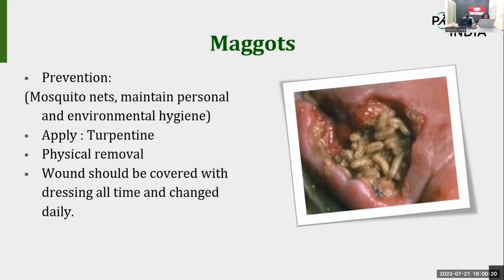Personal hygiene is also important. If we see a wound with maggots, we can apply, not directly, just a turpentine-soaked gauze piece or pad. We keep that piece near the entry point of the wound. The maggots will feel the smell of the turpentine and will naturally come out. Then we can remove the maggots physically, manually, one by one, very slowly.